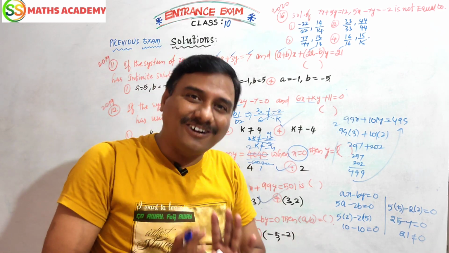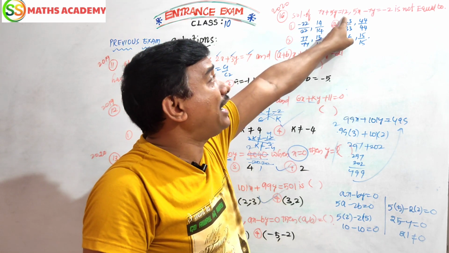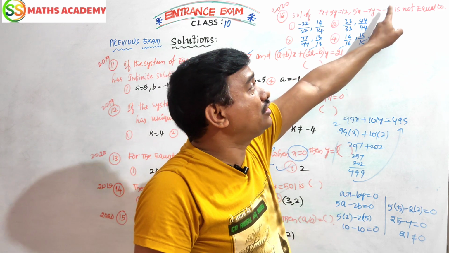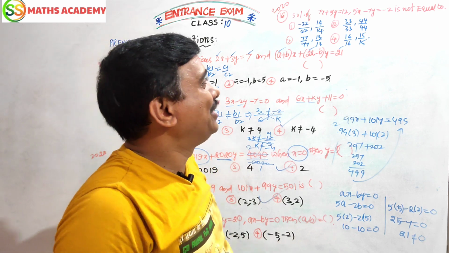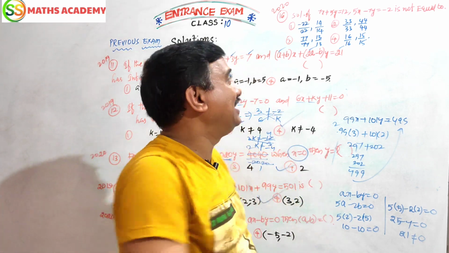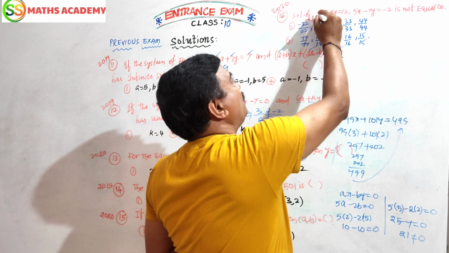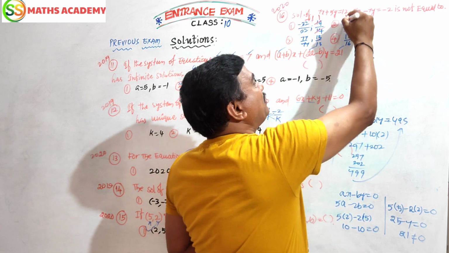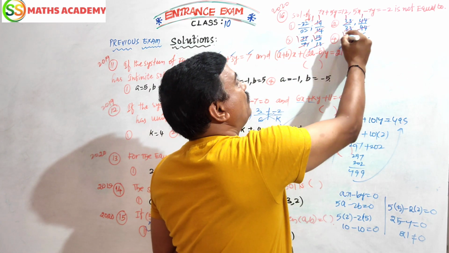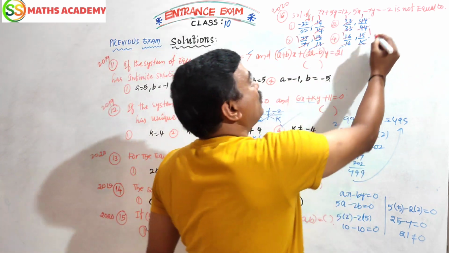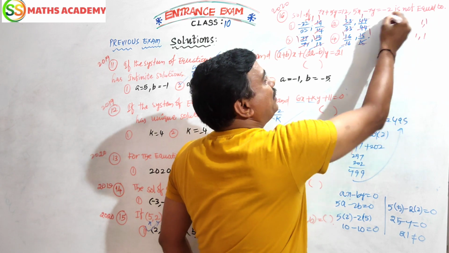And one more, last but not least, question for you. 2020: the solution of 7x plus 5y equals 12 and 5x minus 7y equals minus 2 is not equal to. You should observe the options. All are 1, 1, 1 only. The options are minus 1 comma 1, then 1 comma 1, 1 comma 1, and the fourth is a different option, maybe that is the answer.